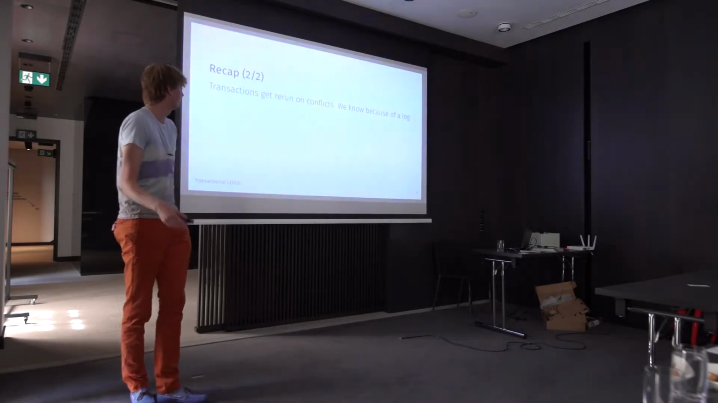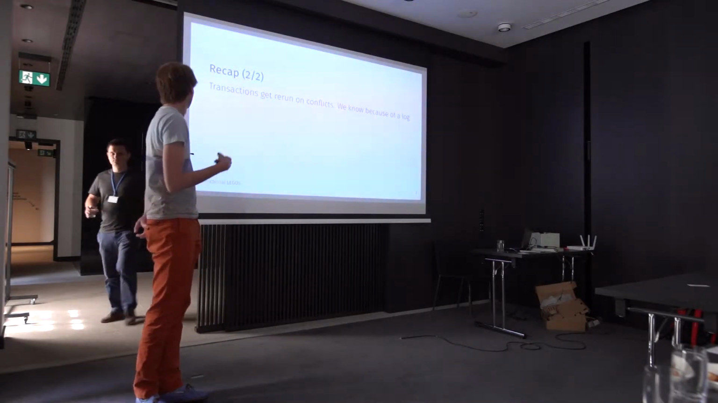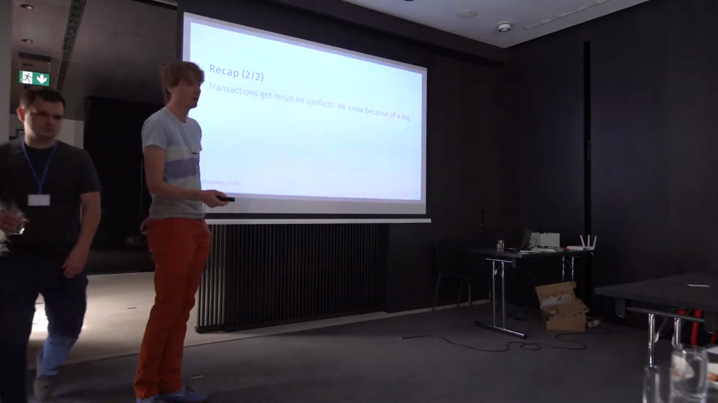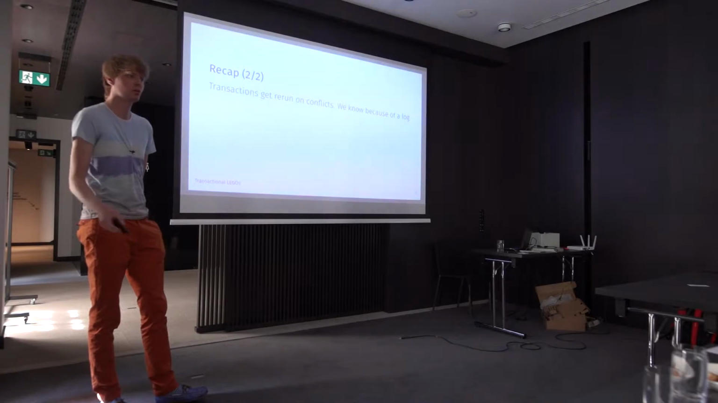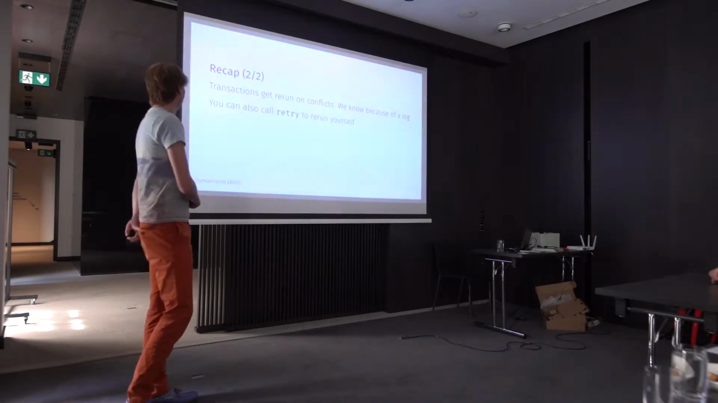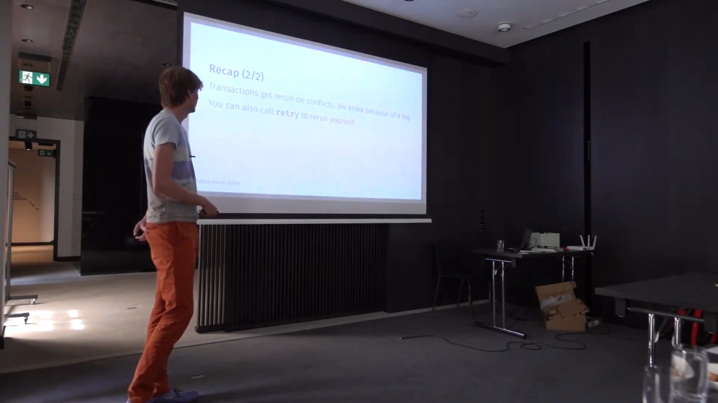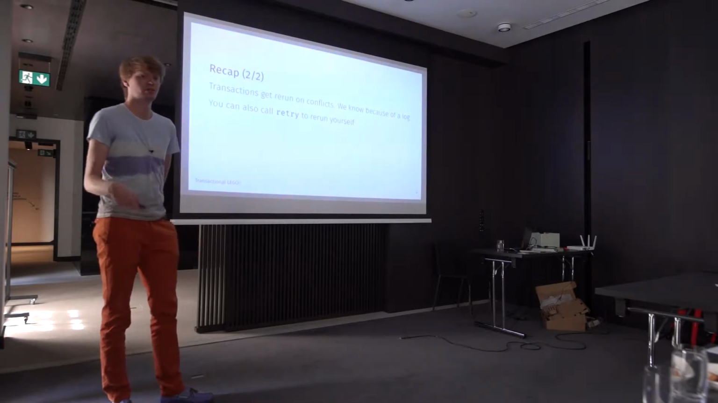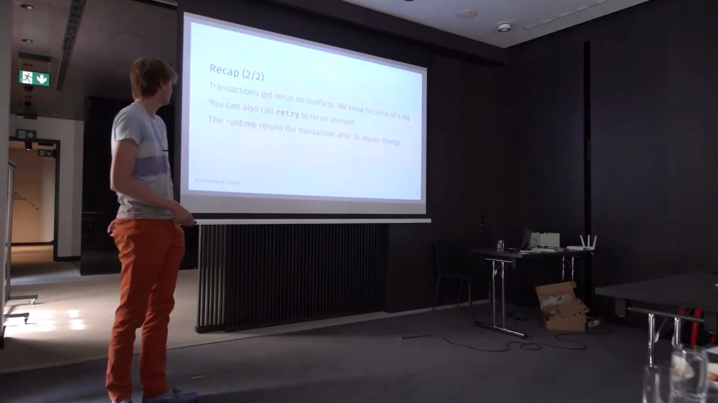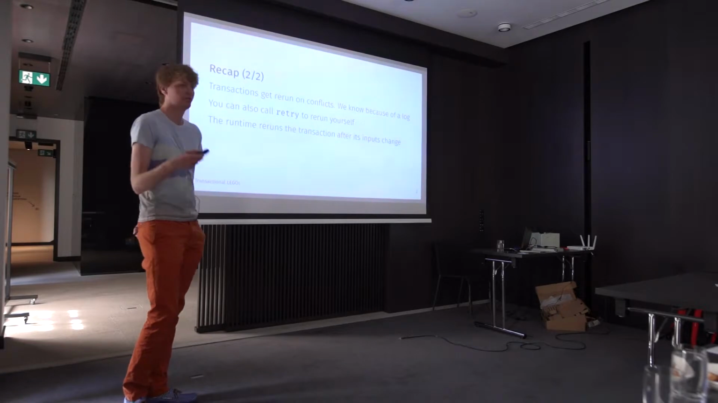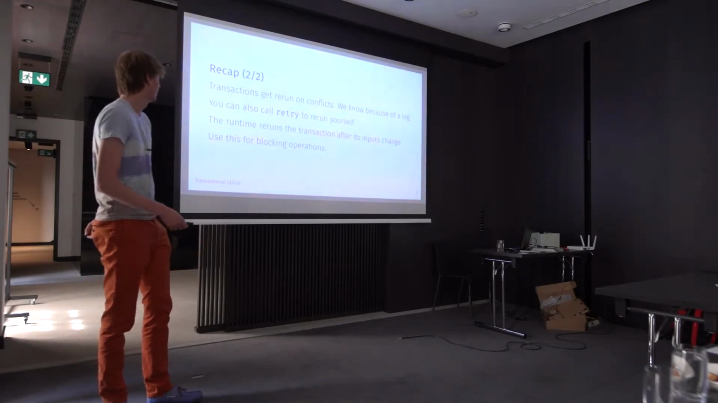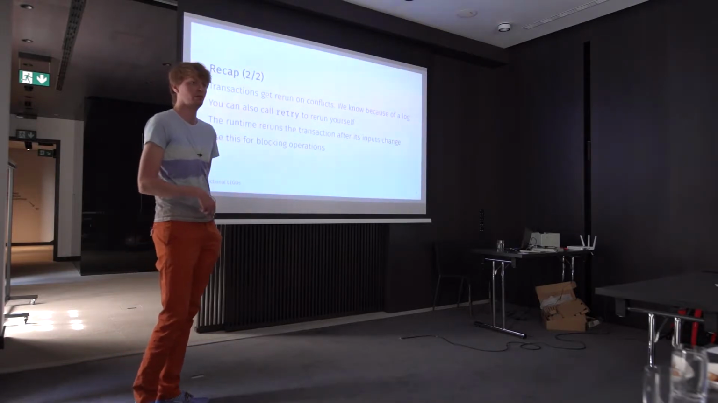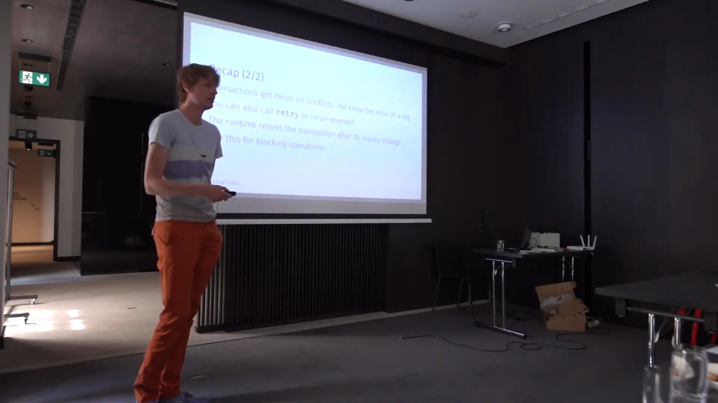And as the second part of the recap, these transactions get rerun on conflicts, and we know because we keep a log. I still haven't mentioned anything about how this log works, but we're going to do that on Wednesday. And you can also call retry to rerun your transactions yourself, and the runtime reruns transactions when their inputs change. And you can use this retry thing to implement blocking operations, and this is one of the things we're going to see today.